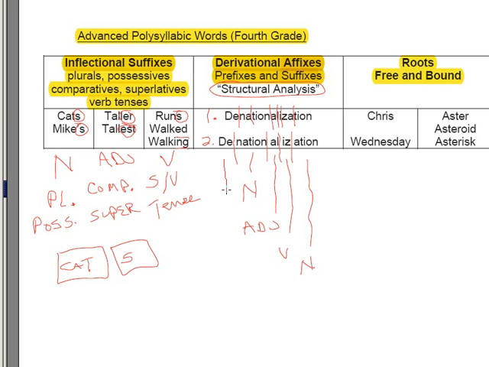Now watch what happens when we add the prefix de- to this word. When we add it, it means to undo. So instead of nationalizing something, putting something together, we undo it. We denationalize. We take it apart. So the first thing that you should notice about derivational affixes is that they change meaning. They're going to drastically change the meaning of a word. In the case of the suffix, not only will the meaning change, but the grammar will change.